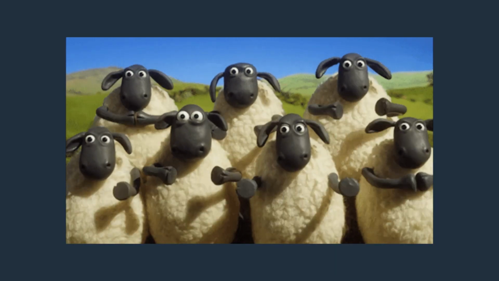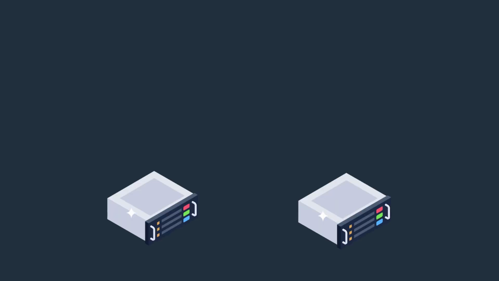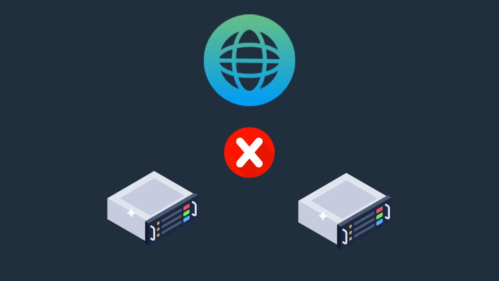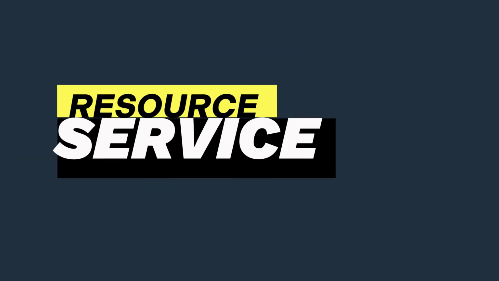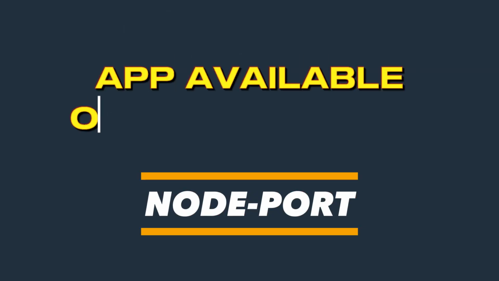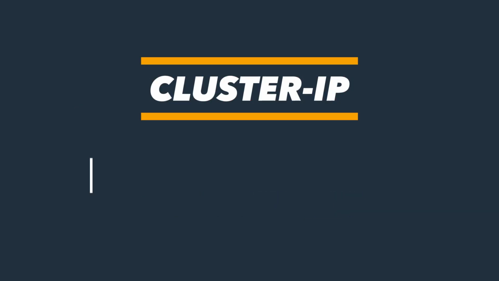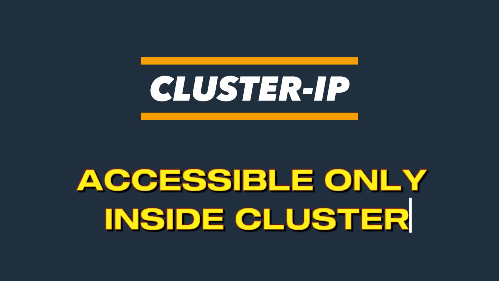Everything is good except our app is not accessible to end users because we haven't configured how our app is available on ports outside the cluster. For this purpose, we have a 4th resource called a service. We mainly have 2 types of services in Kubernetes, cluster IP and node port. When we want our app available outside the cluster, we create a service with type node port. Services created using type cluster IP are accessible only inside the cluster.